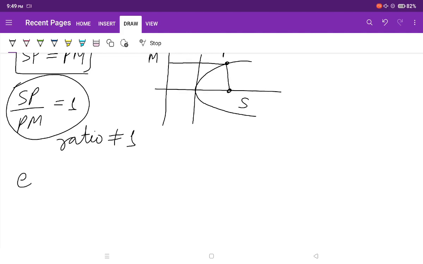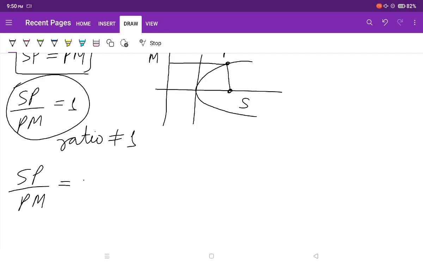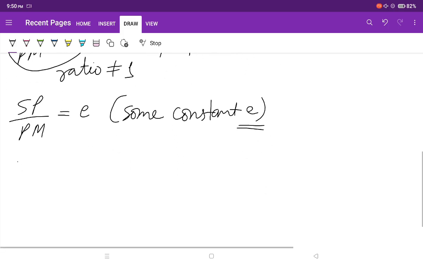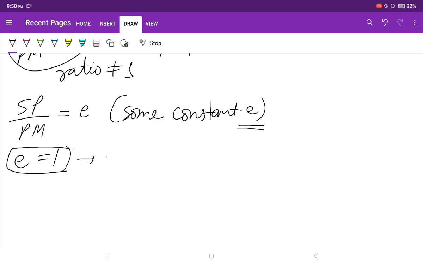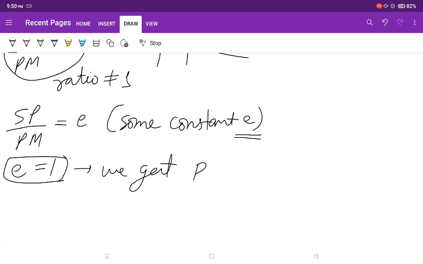Let's say this SP by PM is not equal to 1, we say it is E, some constant E. Now if E equals 1, then we get a parabola.